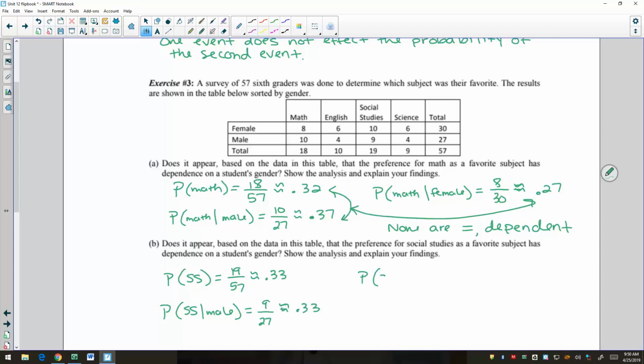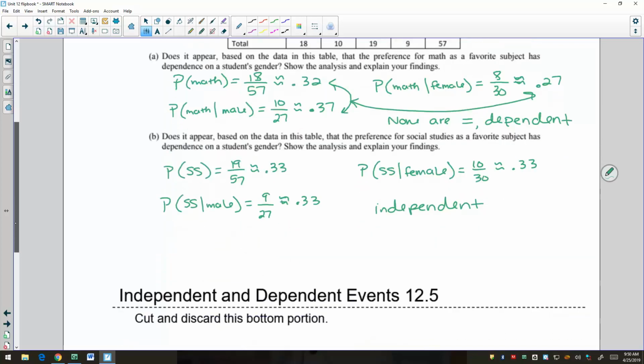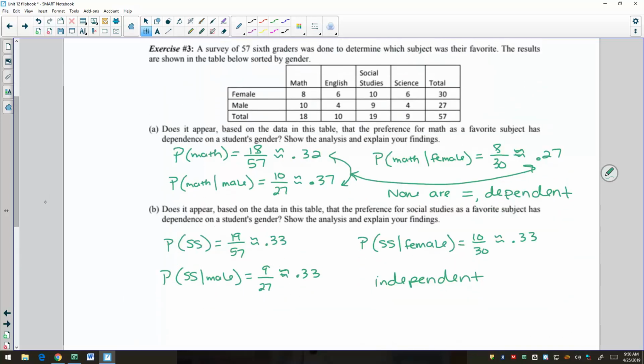And the last one, social studies, given that they are female, so we're only looking at the girls. Social studies was 10 out of 30, which is 1/3 again. So that's 0.33. So this one does appear to be independent since all of the probabilities are the same, whether or not they were boys or girls. It was the same probability of liking social studies. So that is how you determine if an event is independent or not.